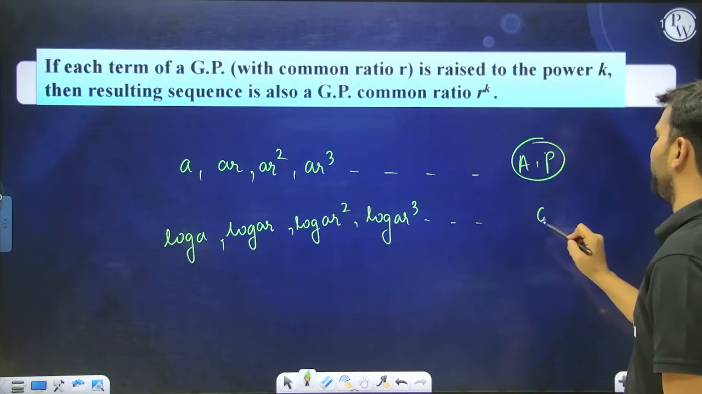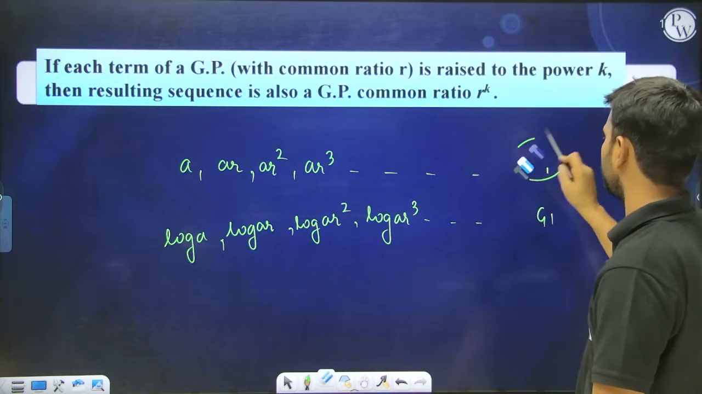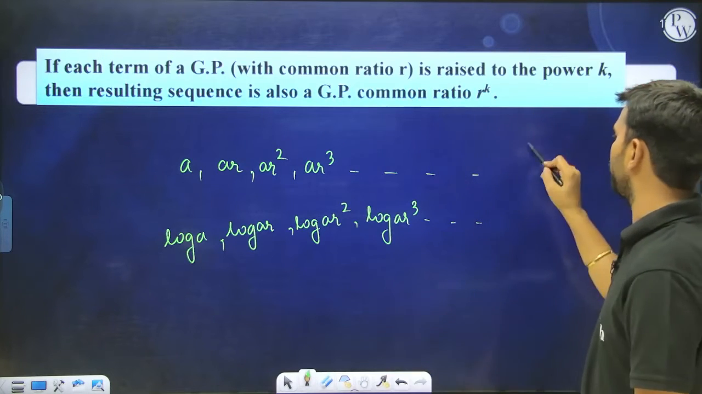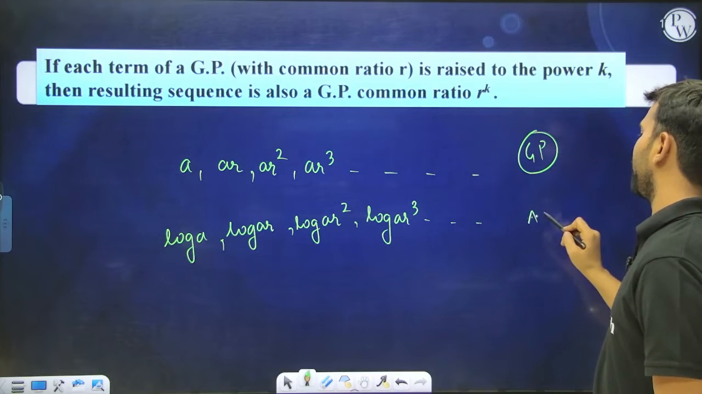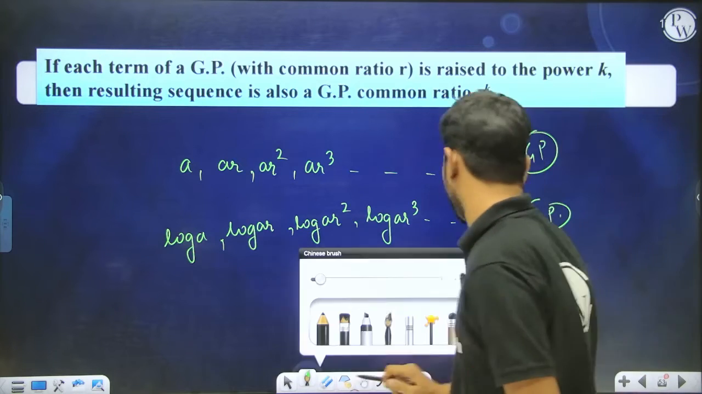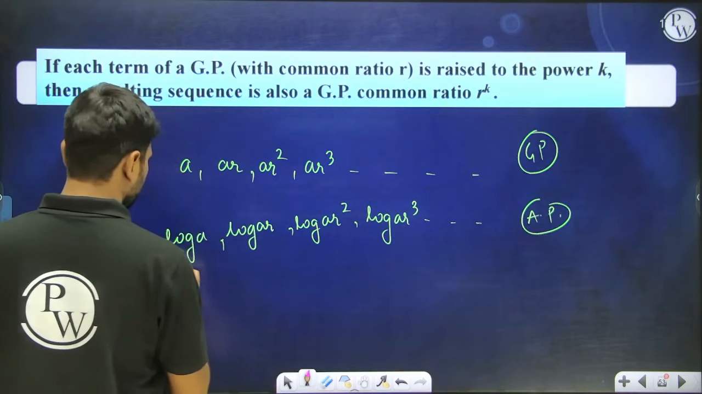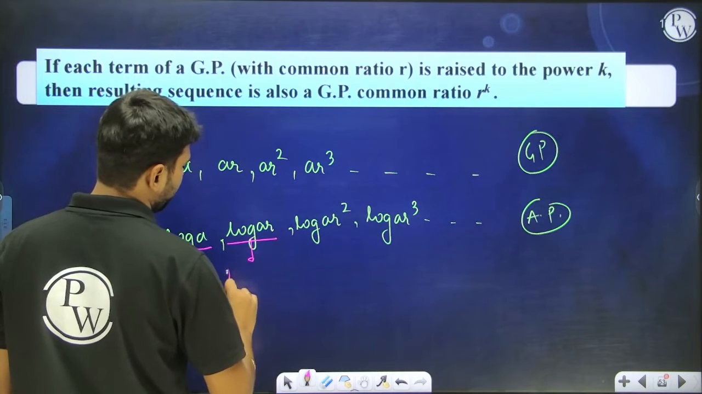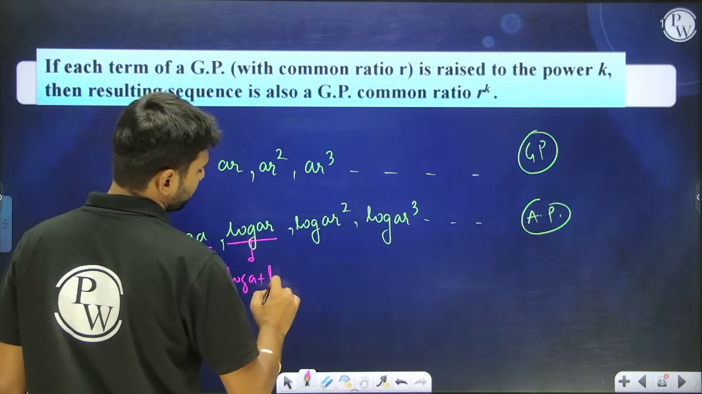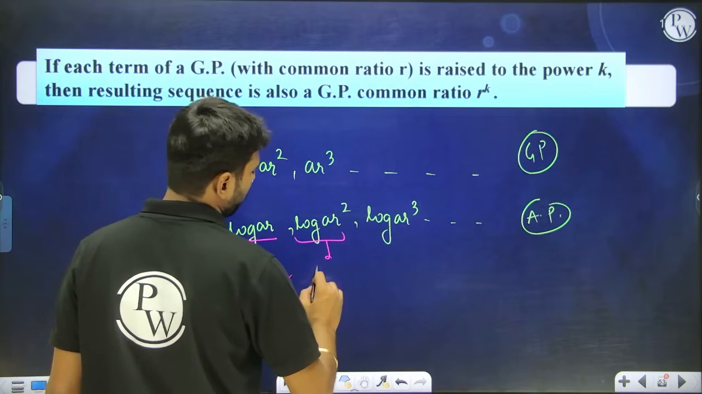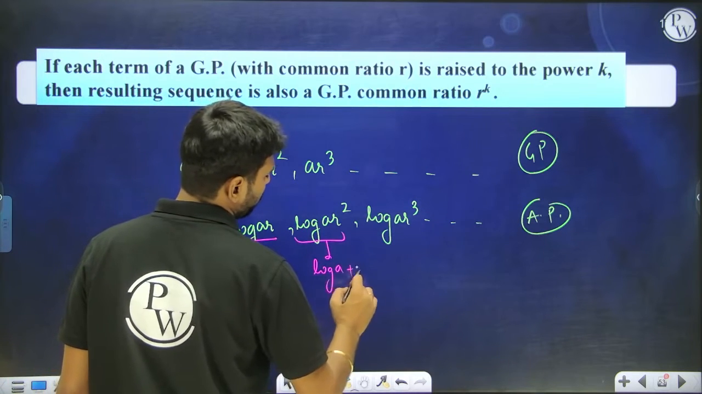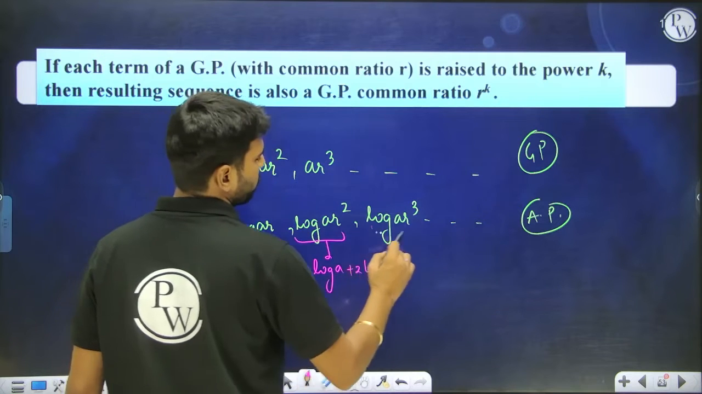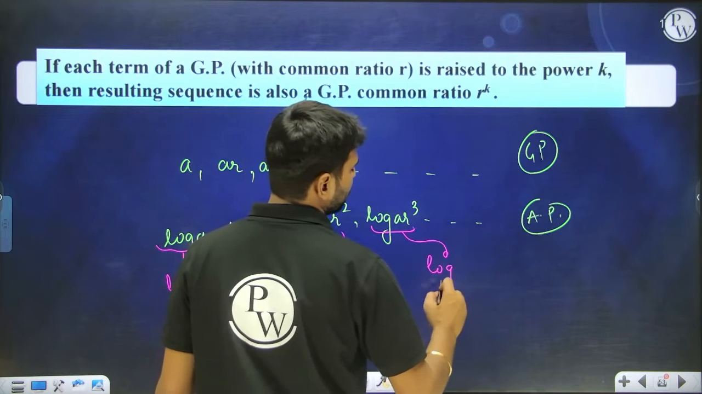If these terms are in a GP given to me, then these terms are in an AP. How? Let me tell you. This is log A only. By using the property of logarithm, this can be written as log A plus log R. Okay, this will be what? Log A plus 2 log R. Yes or no? This will be what? Log A plus 3 log R. That's it.